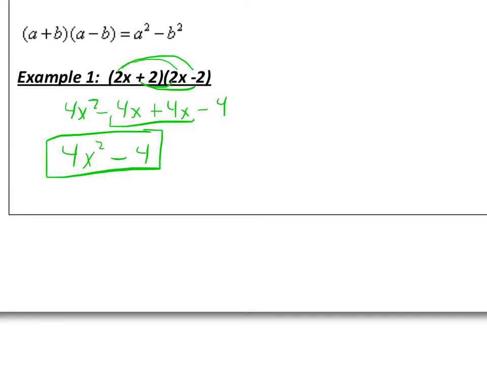We have an x squared term, which is right here. We have a constant, which is right there, but we've canceled out the middle term. Let's see if that happens again.